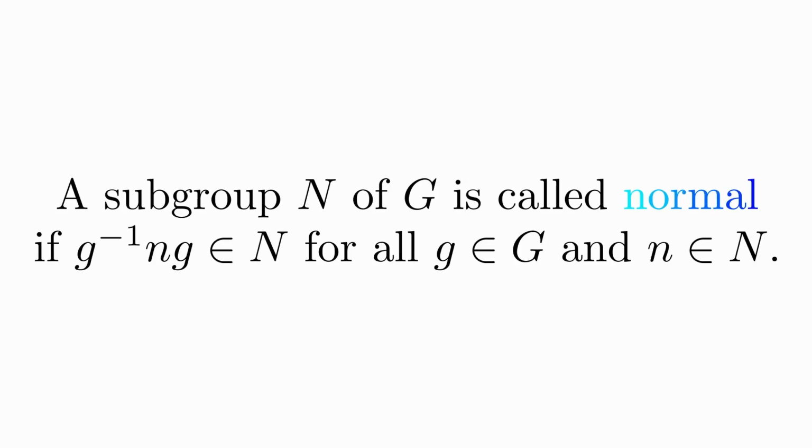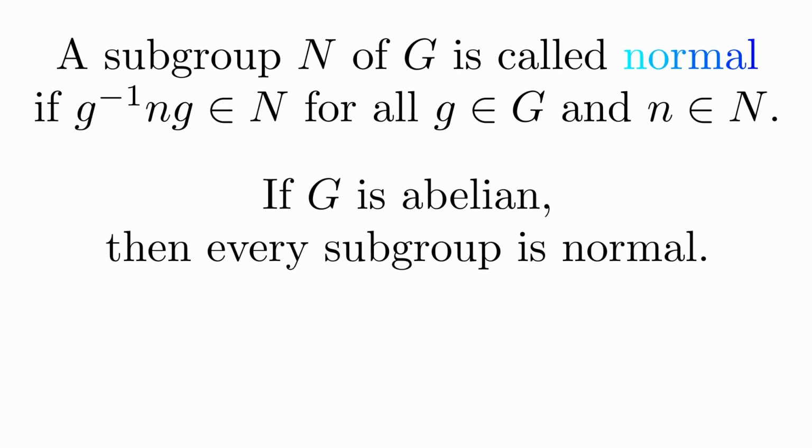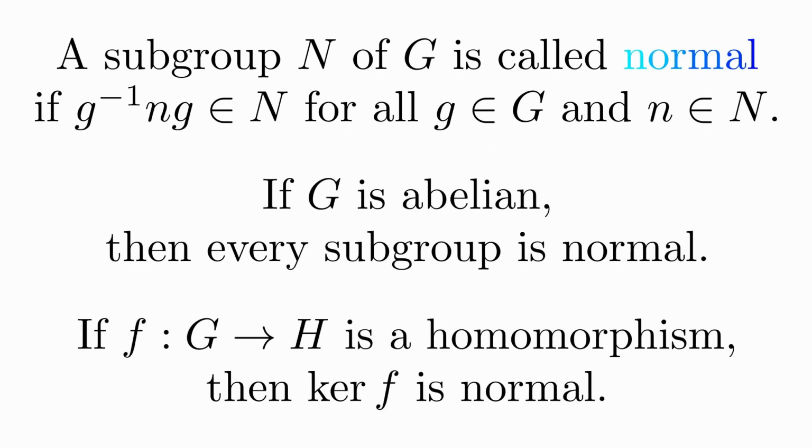This leads to the concept of normal subgroups. A subgroup is called normal if the inverse of g times n times g is always in the subgroup for all elements g in the group and n in the subgroup. For example, every subgroup of an abelian group is normal, and the kernel of every homomorphism is normal.